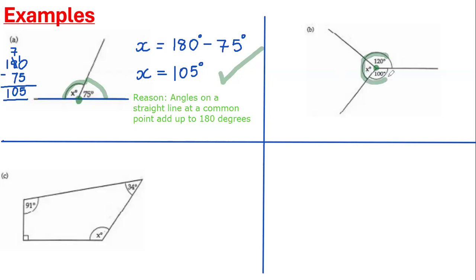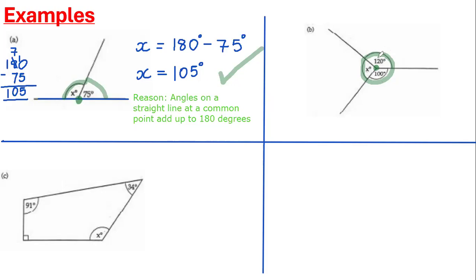Angles around a point is 360 degrees, or angles in a revolution, or in a complete turn, or in a complete circle. That's another way to put it. Sorry, angles around a point add up to 360 degrees. We could also say angles in a revolution add up to 360 degrees, or angles in a circle add up to 360 degrees.